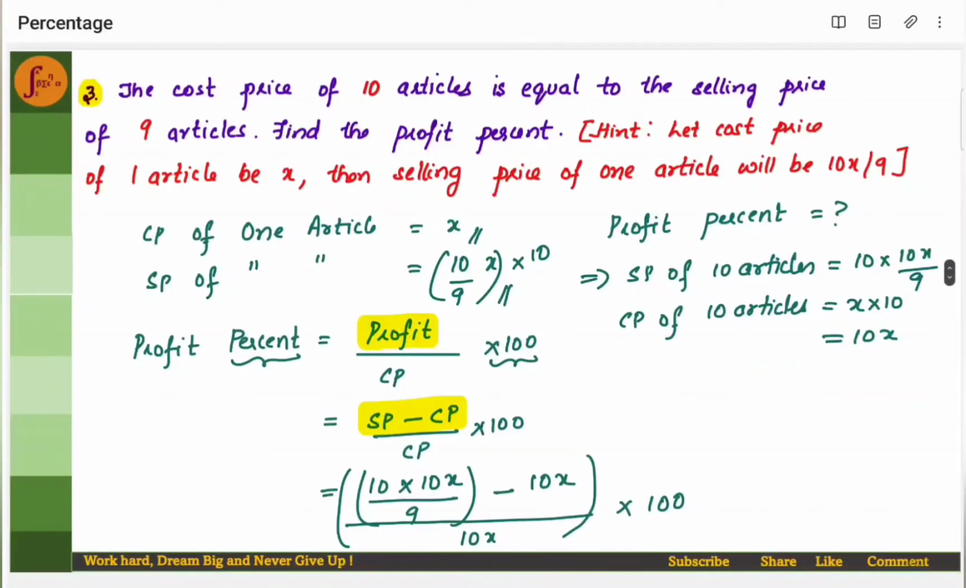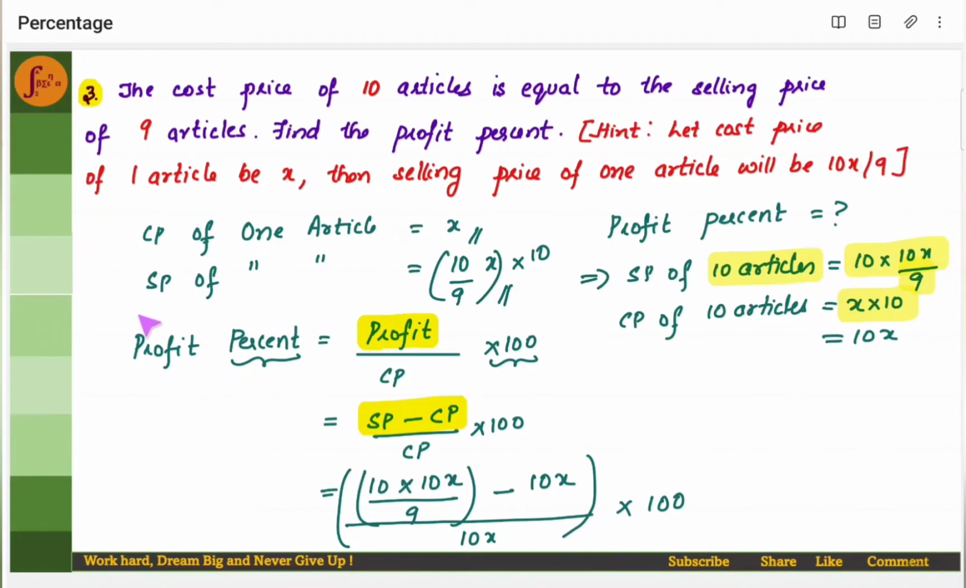So what did we do in this problem? We assumed cost price of one article as X, and we took selling price of one article as 10x by 9 because it's already given in the clue. And then we did the same thing for 10 articles. For one article it is X, so for 10 articles it is 10x. Selling price of one article is 10x by 9, so selling price of 10 articles would be 10 into 10x by 9.